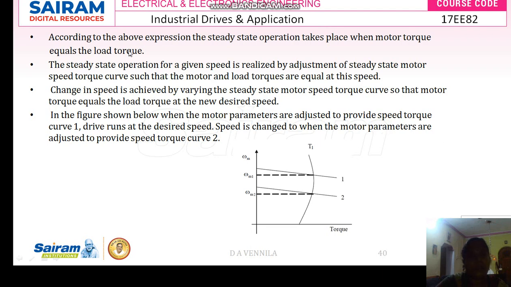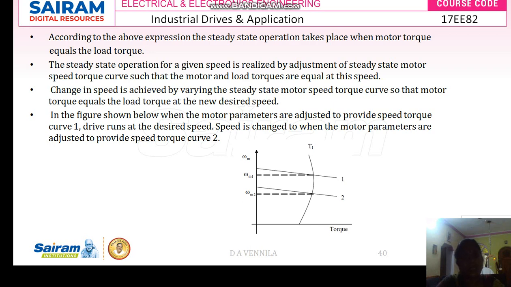Now, according to the above expression, the steady state operation takes place when the motor torque equals the load torque. That is nothing but the equilibrium state. So steady state is also known as equilibrium state. When the motor torque is equal to the load torque, then it is said to be steady state. During steady state operation for the given speed, the steady state motor speed torque curves, such as motor and load curves, are equal.